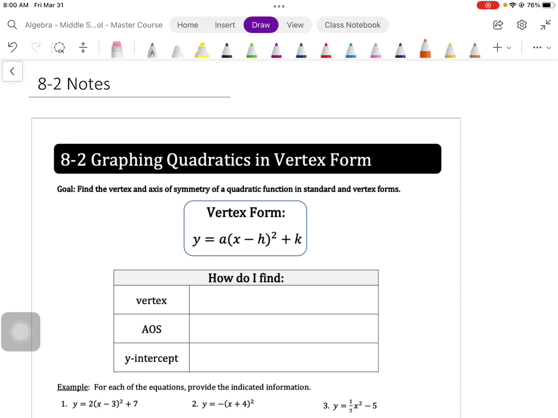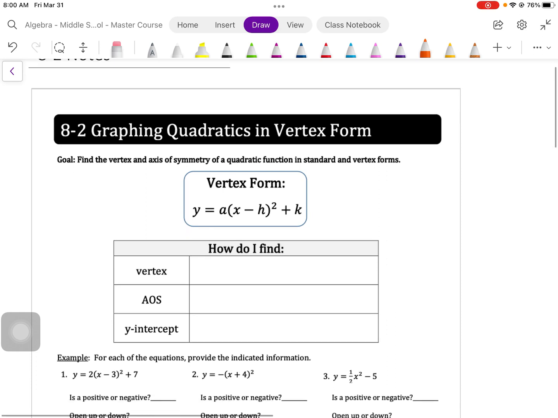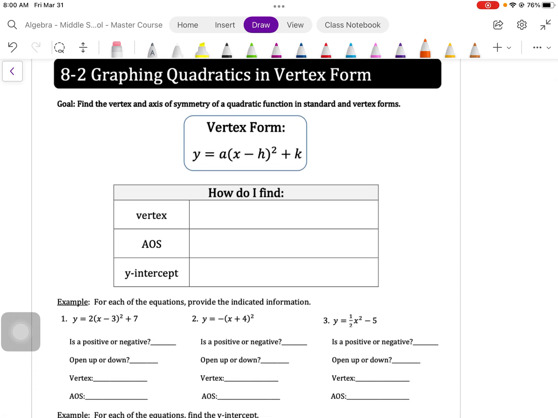Okay, so the goal of our lesson today is going to be to graph quadratics that are written in the form that you see right here, okay? Remember, we've been working on standard form, but in vertex form, it makes it super easy to see where the vertex is, okay? So by looking at the equation, we can see that our vertex is going to be at (h, k).